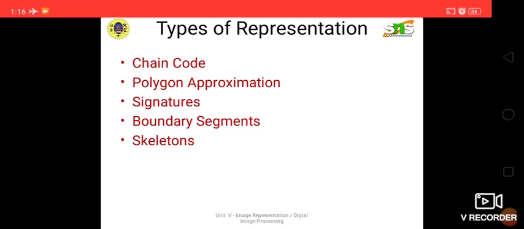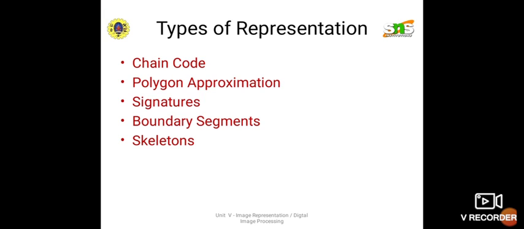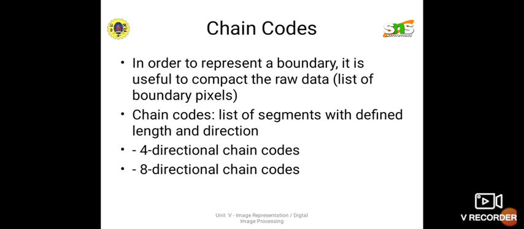There are different types of representation: chain code representation, polygon approximation, signatures, boundary segments, and skeletons. We'll see them one by one. These are mainly used to represent the region which is segmented from the image. So first, let us see chain code.